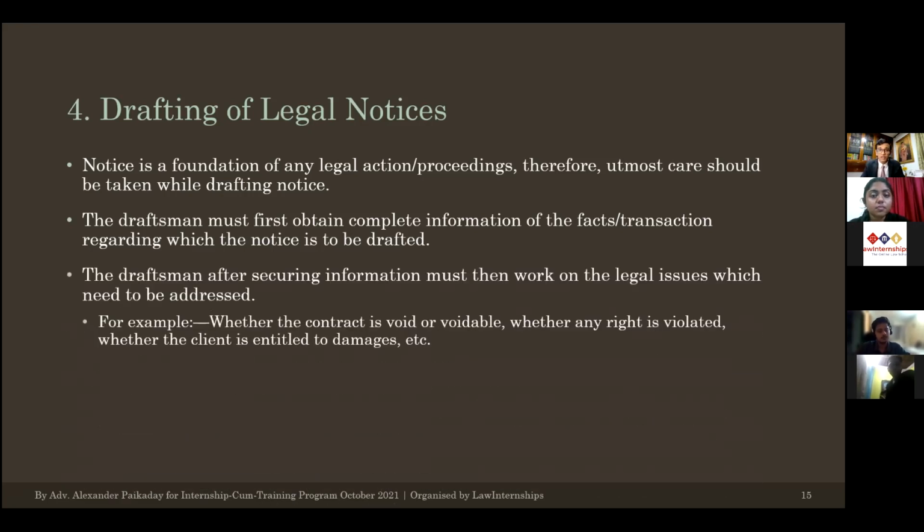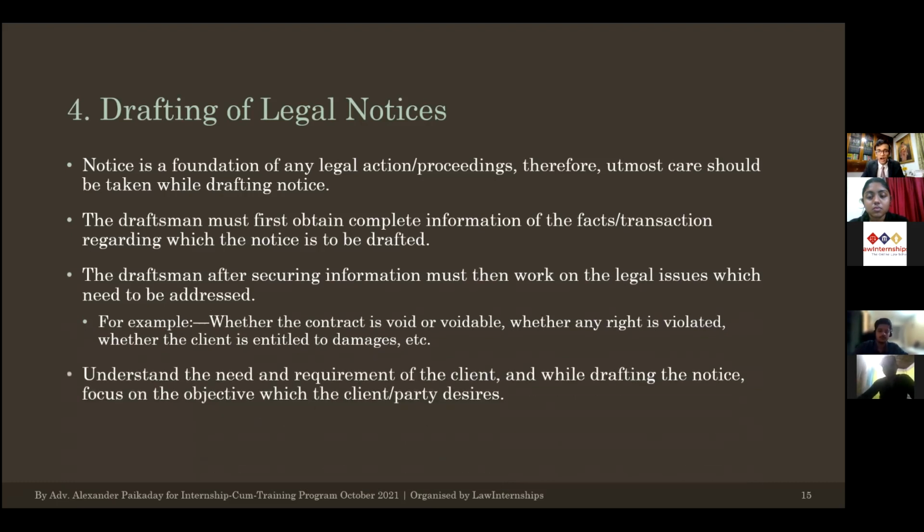Thirdly, a draftsman, after securing information, must then work on the legal issues which should be addressed. For example, whether the contract is void or voidable, whether any right is violated, whether the client is entitled to damages, etc. So legal issues must be addressed carefully.